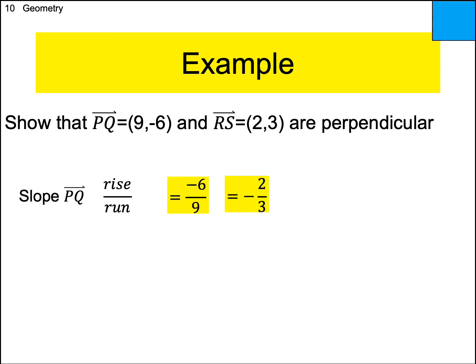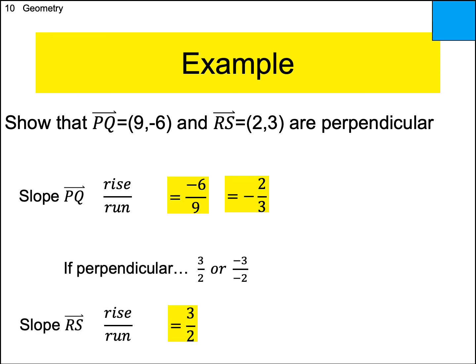Now RS is at <2, 3>, so let's see. 2, 3, that would be 3 over 2. 3 over 2 would be the slope. And notice that 3 over 2 is the opposite reciprocal of negative 2/3. Okay, so we're good to go. All right, remember, if they are equal vectors, they also have to have the same magnitude. Seems like we've done a lot. We have to do one more thing.